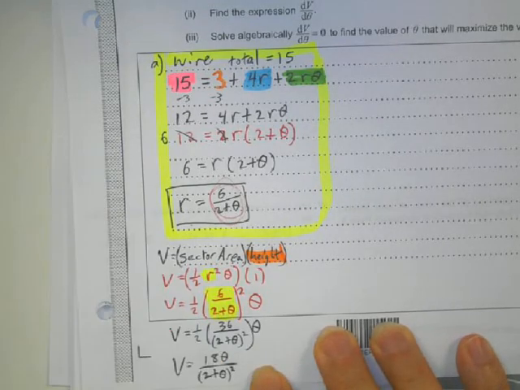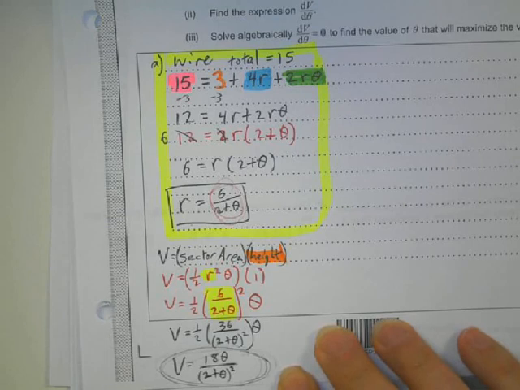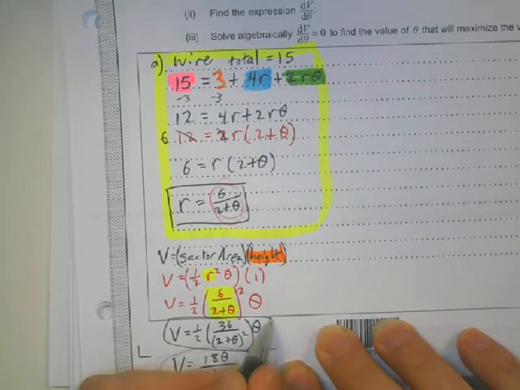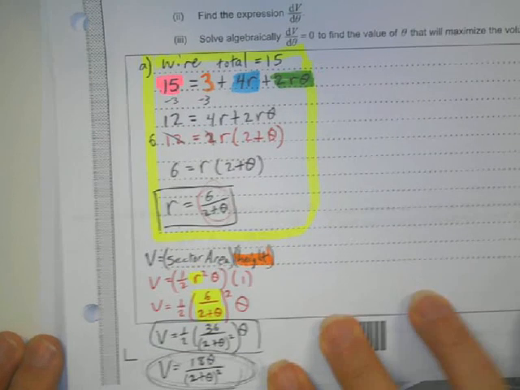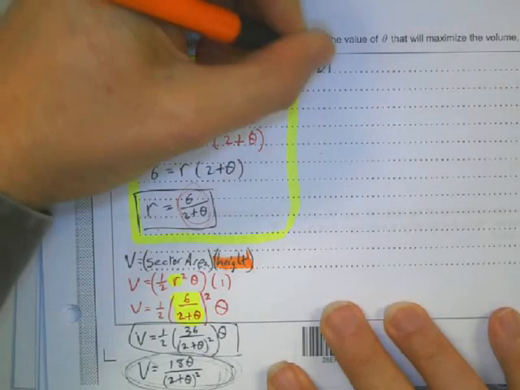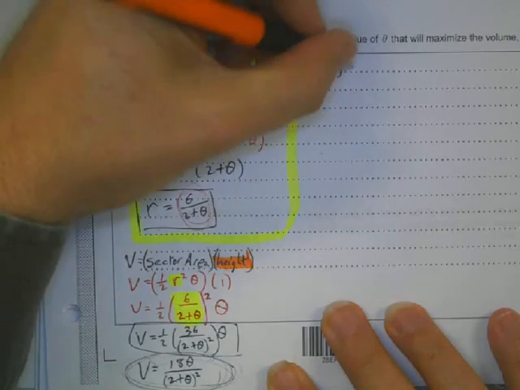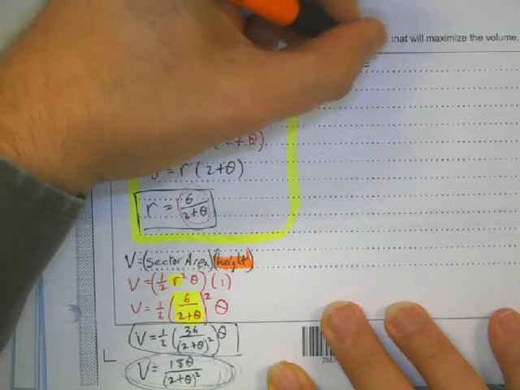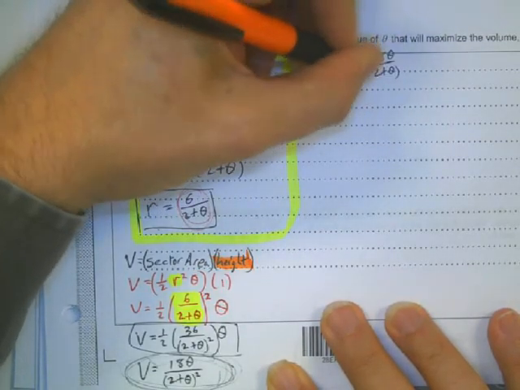We're going to need this form in order to help us do the next part, part II, for finding the derivative. Okay, I think they would accept this answer here for part BI, but we need this form of the answer to do BII. So for part BII, we're trying to find the derivative. So we know V equals 18 theta over 2 plus theta in parentheses squared.